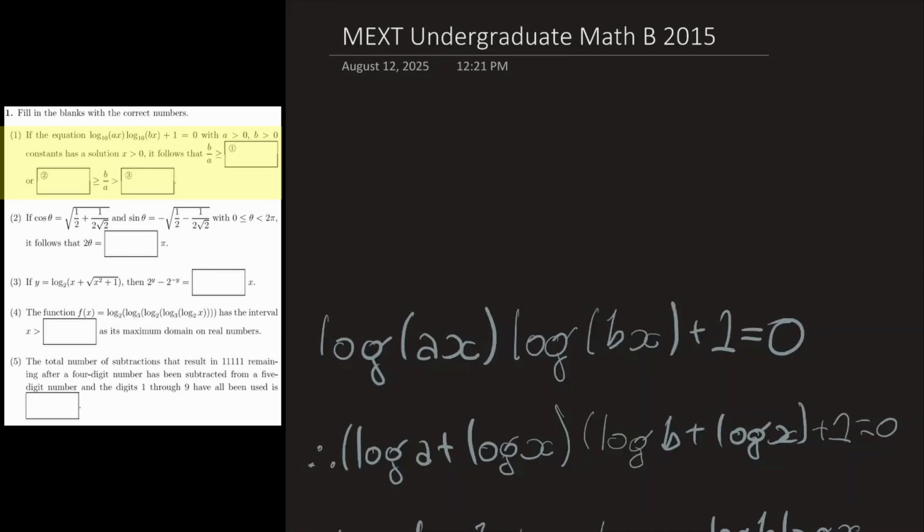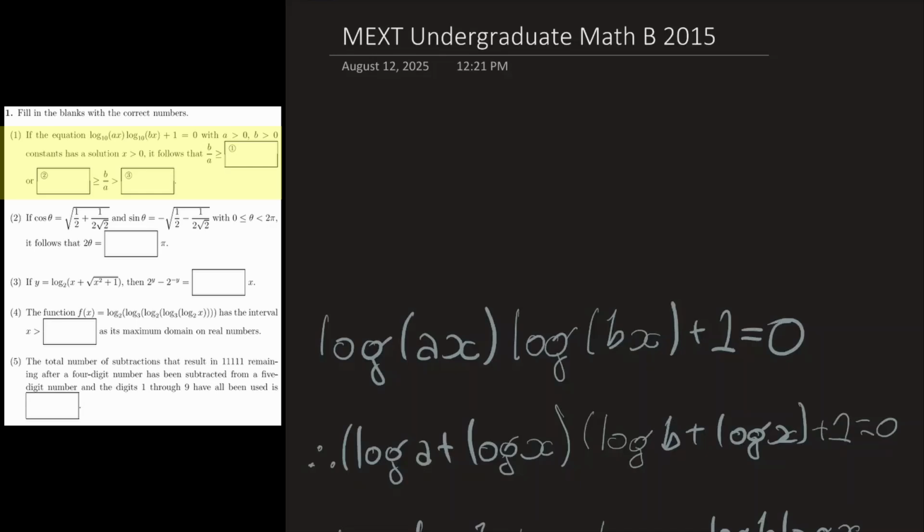So first is question 1, which says, if the equation log base 10 of a of x times log base 10 of b of x plus 1 is equal to 0, with a is greater than 0, b is equal to 0 constants, has a solution x is greater than 0, it follows that b over a is greater than or equal to blank, or blank is greater than or equal to b over a, which is greater than blank. So for this, you need to know the basic log rules.